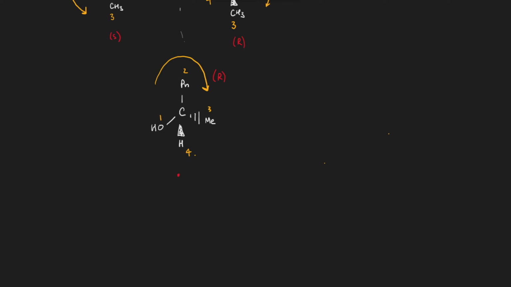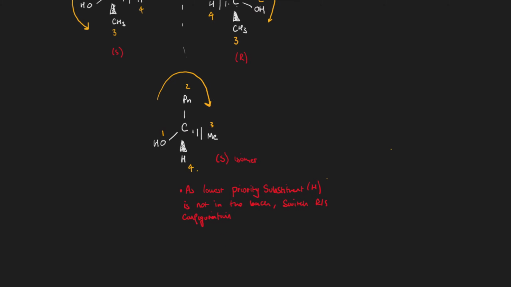However, as the lowest priority substituent, i.e. the hydrogen, is not in the back, we have to switch the R/S configuration. Hence, this is actually the S isomer. Awesome. And that's all you really need to know for this concept.